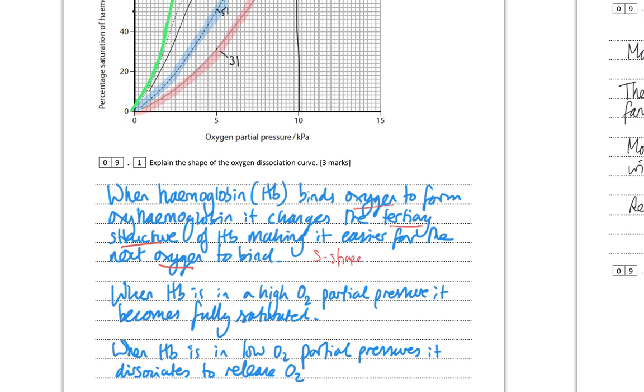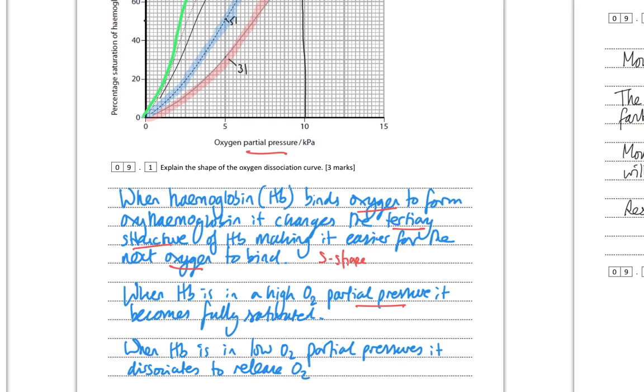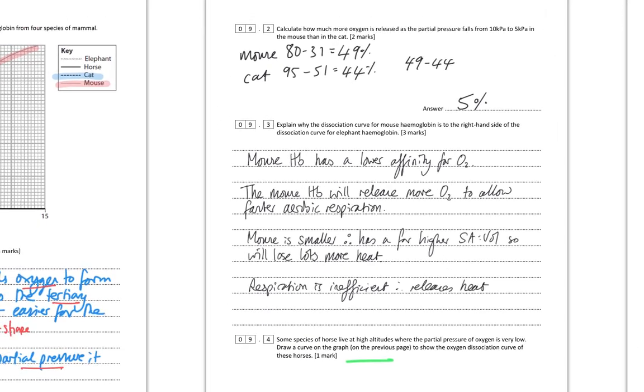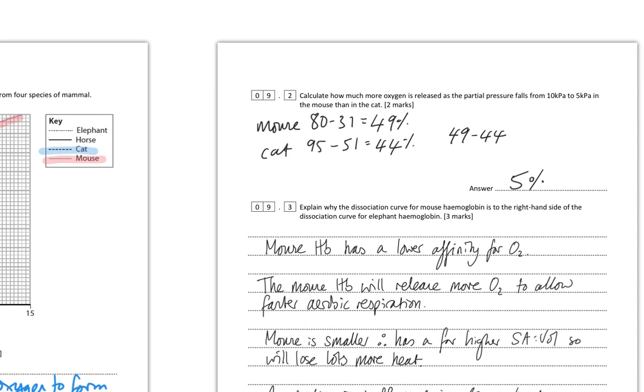And then it's just pointing out that at high oxygen concentrations or high partial pressures, I should say partial pressure because it says so in the question, hemoglobin becomes fully saturated, or it's highly likely to become fully saturated. And at lower partial pressures, it dissociates from the oxygen and releases oxygen. So again, straightforward.